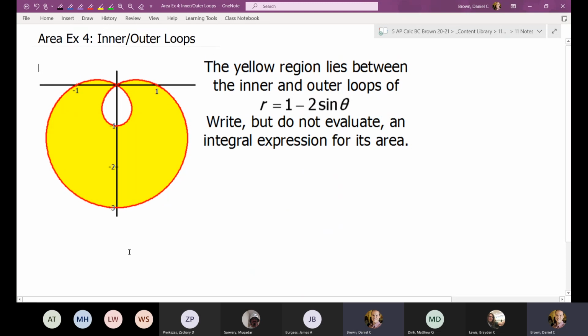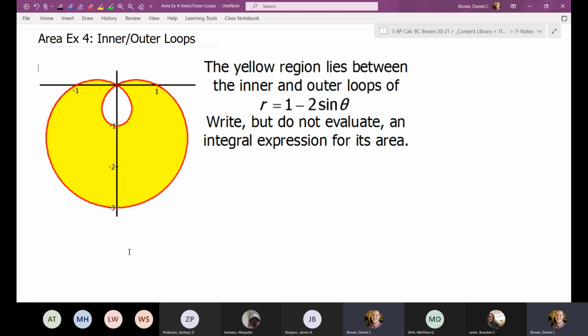So let's look at this one and then we'll see kind of where we're at. I have this yellow region. It lies between the inner and outer loops. This is Riemann sums. Don't need to know that, but the graph is provided. r is equal to 1 minus 2 sine of theta. And we want to write, but not evaluate, an integral expression for that area.